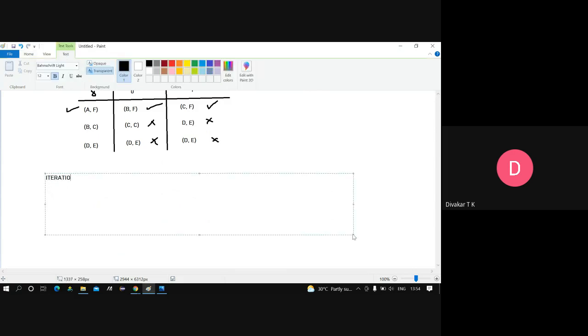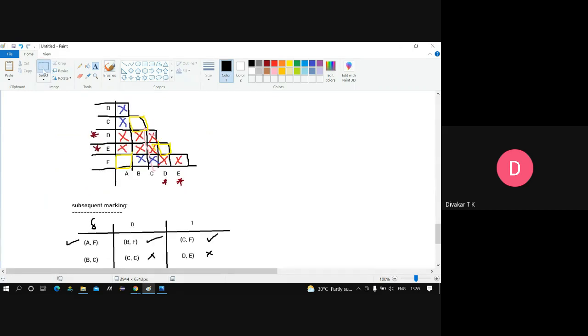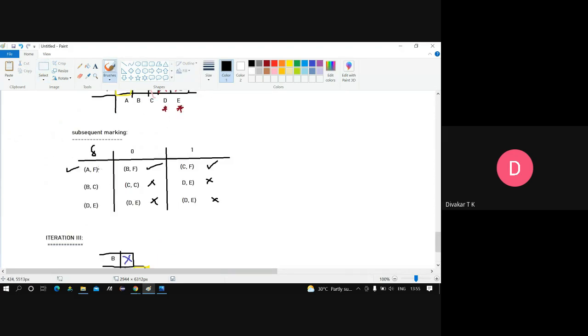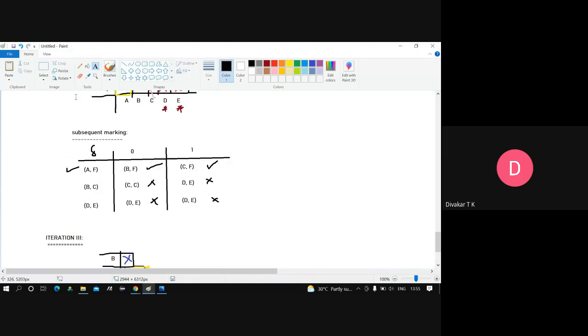Iteration number 3. Okay. What are the empty ones now? Sorry, B, C, D, E will keep remaining. Yes, now A, F also we are supposed to mark. So two more things will be remaining, that is B, C, D, E will be remaining. So this will be remaining again, subsequent marking.